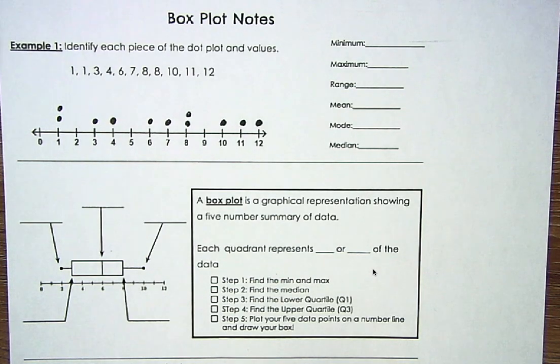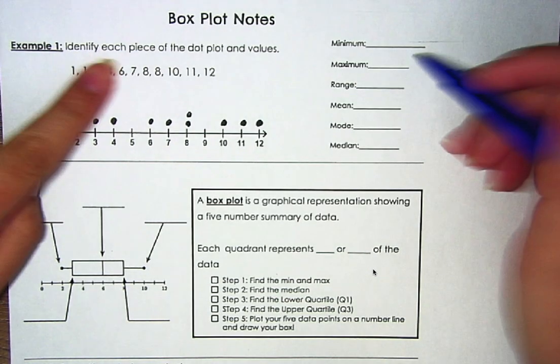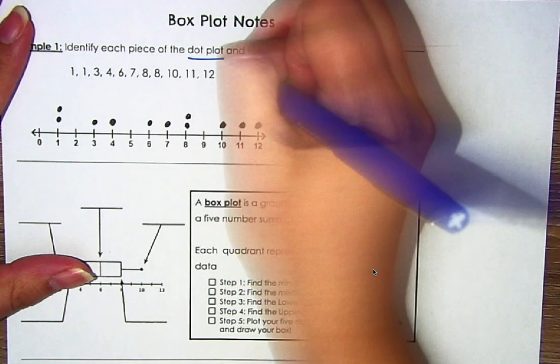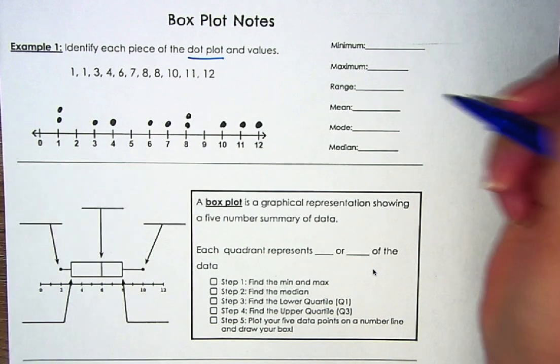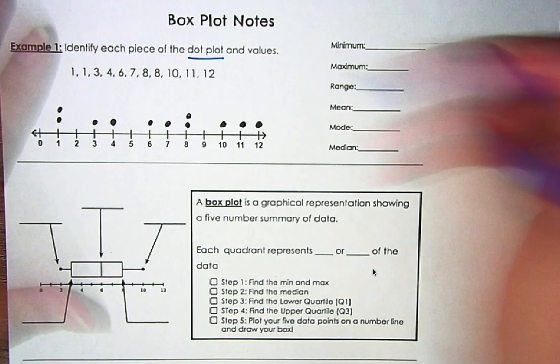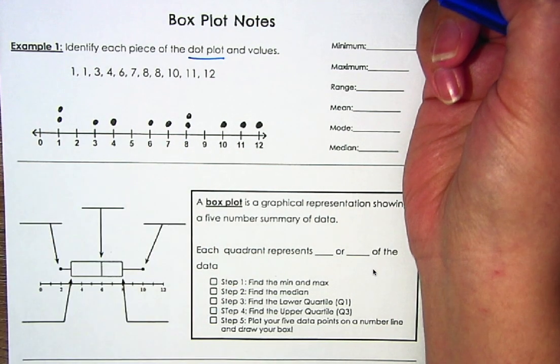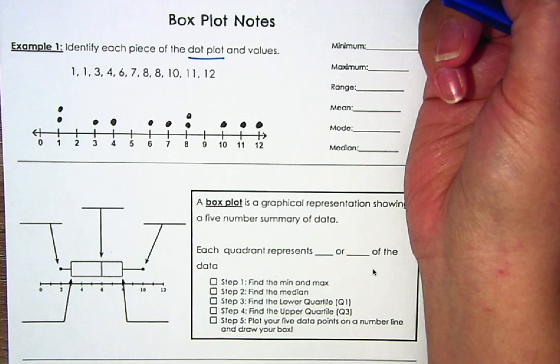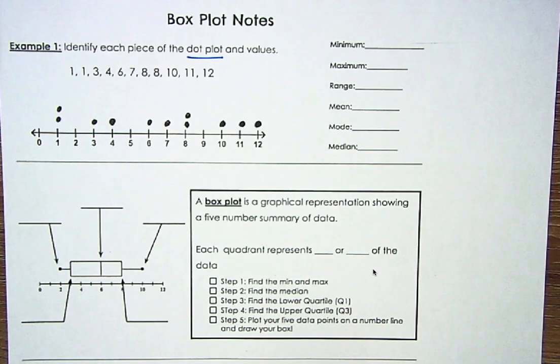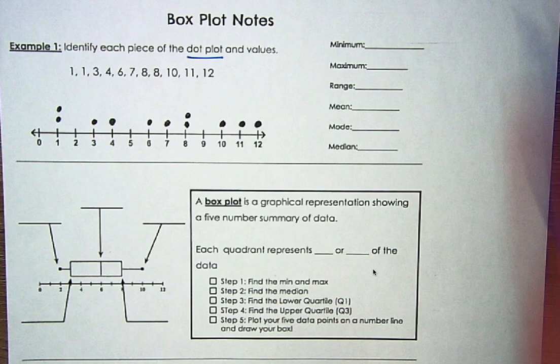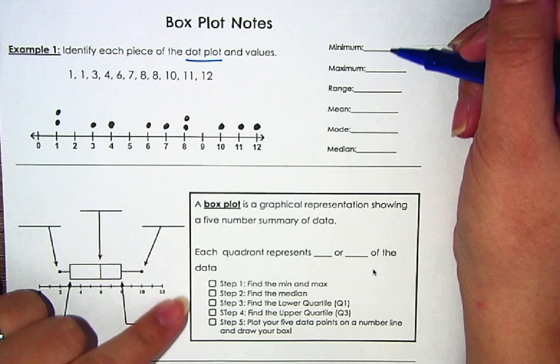Alright, today's notes, we are going to be using box plots, dot plots, and we're going to be finding the values, okay? So example 1 says identify each piece of the dot plot. So this is a dot plot, okay? A dot plot is basically just dots on a number line, as you can see. It represents specific data, okay? So you should have learned this last year.